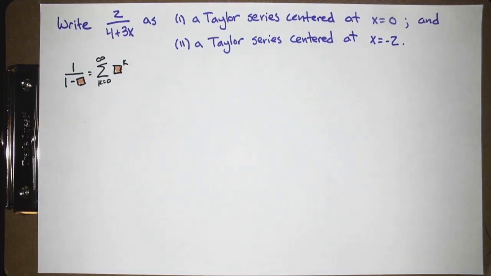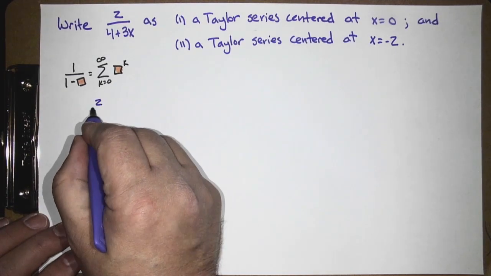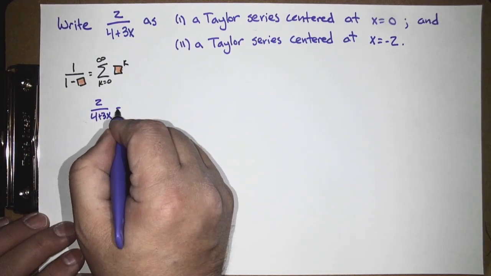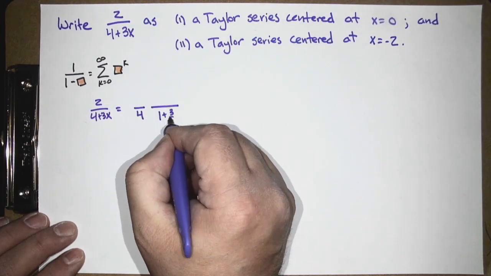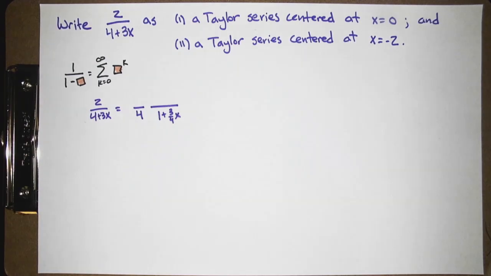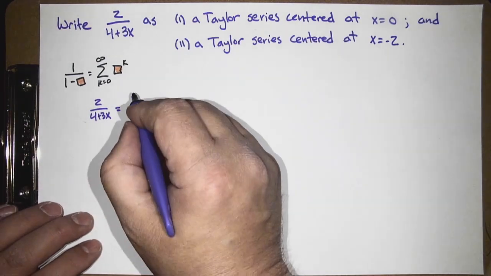Okay, so we want to write this as a Taylor series centered at x equals 0. What do we do? Okay, someone has suggested we take out a 4. All right, so we have 2 over 4 plus 3x. I'm assuming that we'll take the 4 out of the denominator. So that would give us a 1 plus 3/4 x. Should we do anything with the upstairs? Take out a 2? Why not?